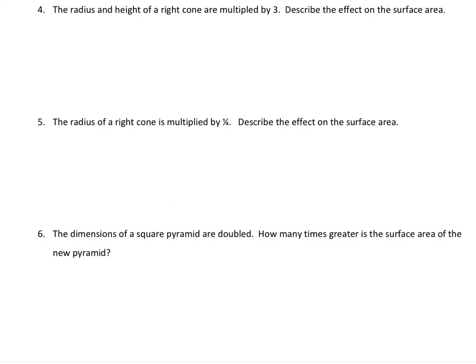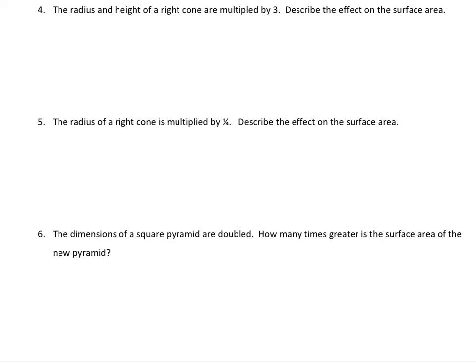Going on to number 4, 5, and 6, this is where we are going to take some of the dimensions or all of the dimensions and multiply them by something and see what the effect is on the surface area. We did this with volume before, and we're going to do it again now with surface area. So in number 4, in a cone, we are going to change the radius and the height, and they are going to be multiplied by 3. So what I want you to do is we're going to make up our own problem.